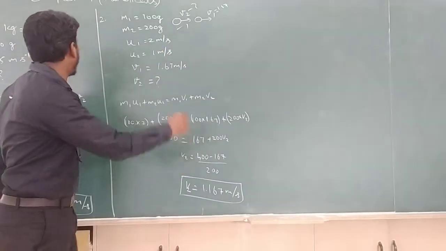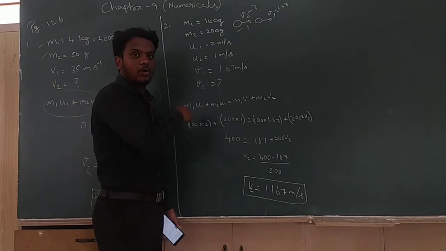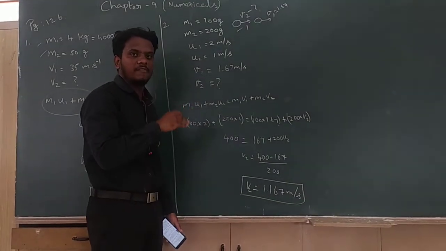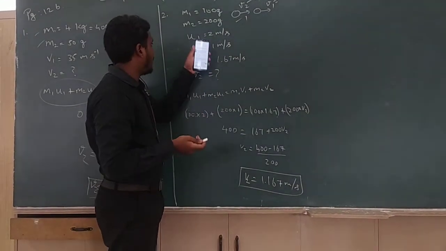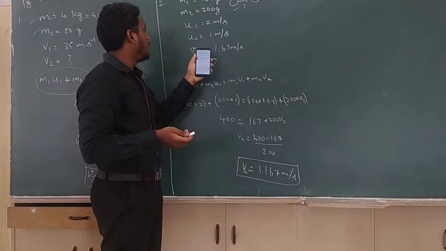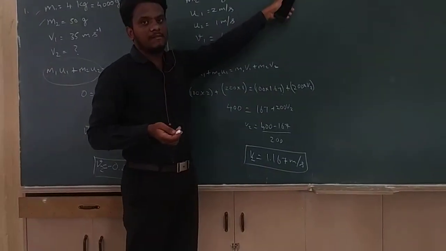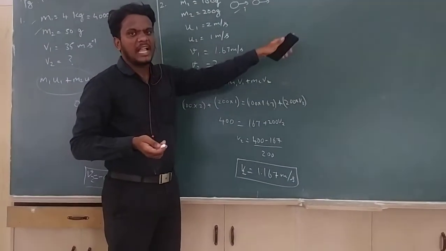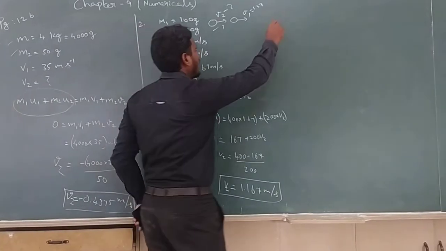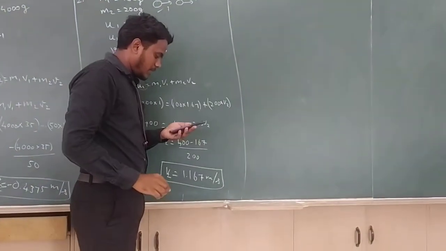Remember, u1 and u2, v1 and v2 are called the velocities before collision and the velocities after collision. Here u1, u2 are velocities before collision, initially moving in the same line. v1, v2 are after collision: once they collide with each other, they move with velocities v1 and v2. That's it. You see the next question.